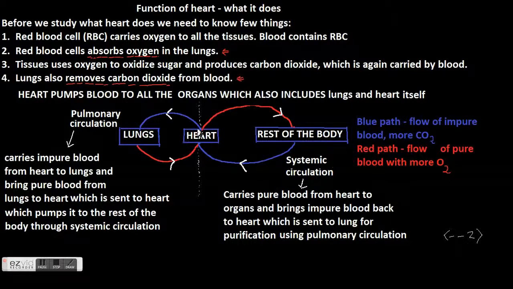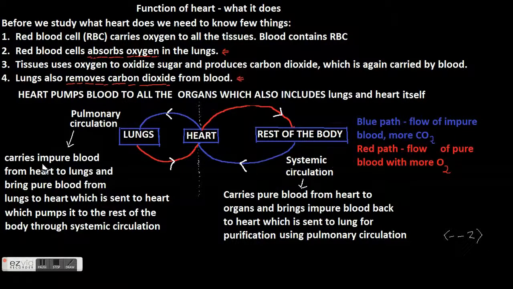And heart pumps blood to all the organs including lung and heart. So heart pumps blood to everywhere including itself. So one is heart pumps blood to lungs, and from lung again blood comes back to heart. So this circulation is called pulmonary circulation. And the another circulation is from heart blood goes to all the organs of the body where oxygen from the blood will be used, and that blood again comes back to heart. That is on the right side. That part is called systemic circulation. So left side is pulmonary circulation.